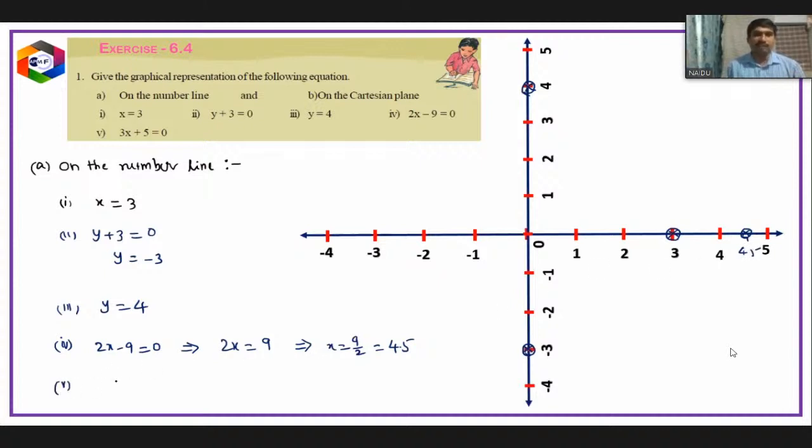And finally the fifth one is 3x plus 5 is equals to 0. So 3x is equals to minus 5 and the value of x will be equals to minus 5 by 3. Minus 5 by 3 means if you write this, 3 1s are 3, which will be minus 1 2 by 3. Minus 1 2 by 3 will be the result. That means after minus 1 and minus 2, if you divide into 3 equal parts, then this part will be the given solution, and we can write it as minus 5 by 3. So if you consider on the number line, these are the possible solutions.